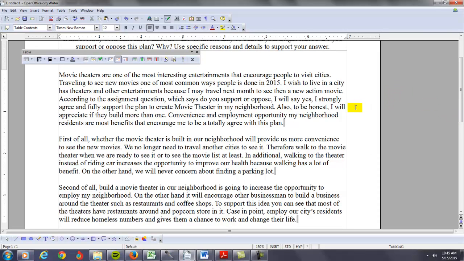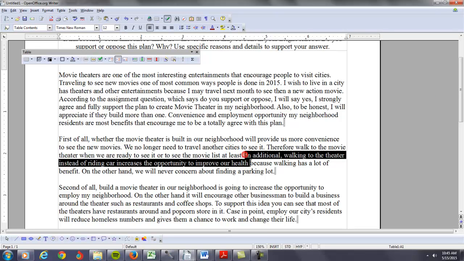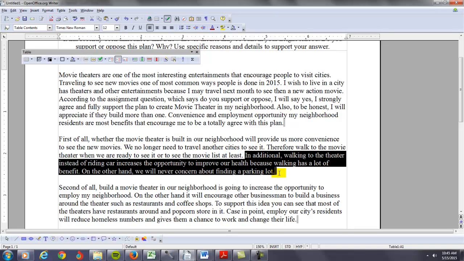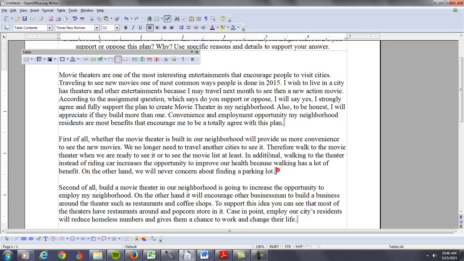Now, one suggestion is here. I wouldn't go down this area. You're talking about improving your health. I would stay focused in this paragraph on just convenience. Right? So I don't think you really need to worry about this. So if you want to talk about convenience, here's what I would say.